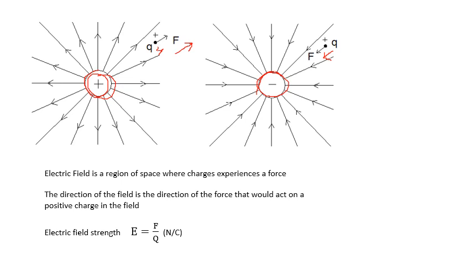And then electric field strength is defined as the force per unit charge, newtons per coulomb. You remember, I'm going to keep comparing it with gravitational fields. We had the strength of a gravitational field is the force per unit mass, and that was newtons per kilogram. Here we have the force per unit charge, and it's newtons per coulomb.